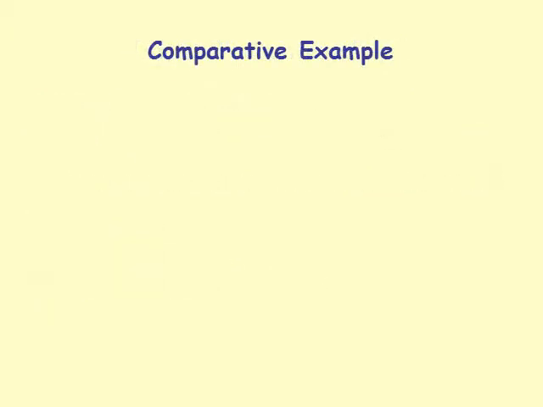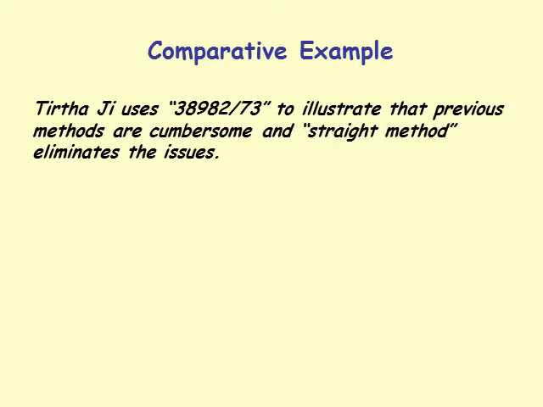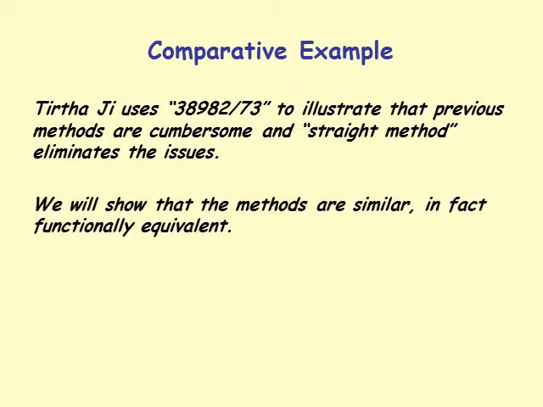Let's continue. We'll use a comparative example. Tirthaji uses this example here, 38982 divided by 73, to illustrate that previous methods are cumbersome and the straight method of division eliminates the issues. Tirthaji shows that these two methods are different, and we will try to show that they are functionally equivalent.